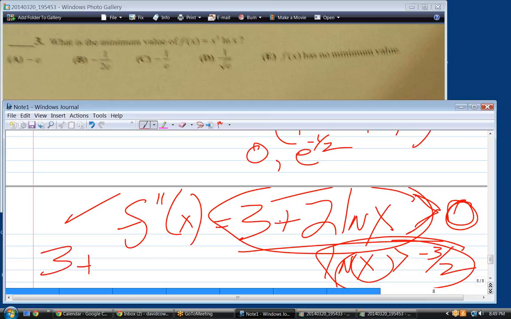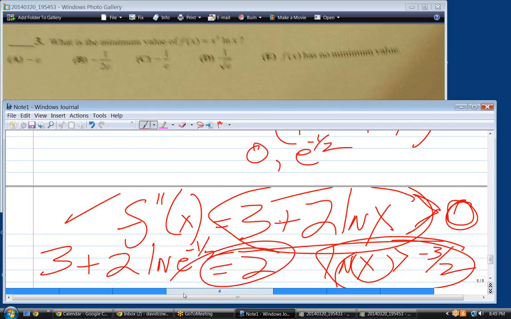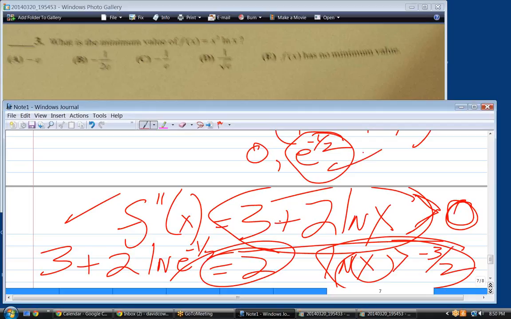In other words, if I take 3 plus 2 times the log of e to the minus 1/2, that is a positive number. Natural log of e to the minus 1/2 is just minus 1/2, times 2 is minus 1, plus 3, that's equal to 2, a positive number. Therefore, that is the minimum by the second derivative test. And I also could have used the first derivative test. It just would have been a little more complicated because we've got this strange looking number here. Going left and right of that number might have been a little difficult.